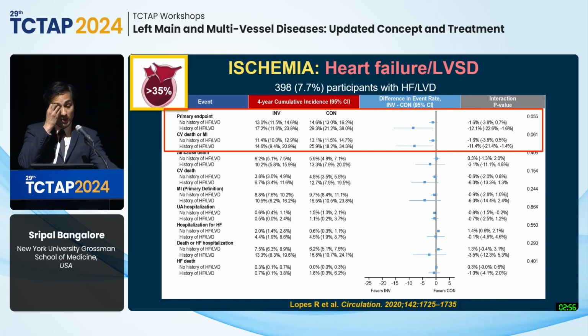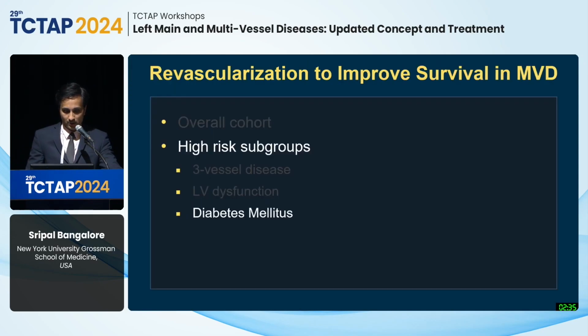In the ISCHEMIA trial, we looked at the group of patients with an EF between 35 and 45, or who had a history of heart failure and LV systolic dysfunction. Interestingly enough here, for the primary results, you can see that invasive strategy significantly reduces the primary endpoint and also CV death or MI in the subset of patients with heart failure or LV systolic dysfunction.